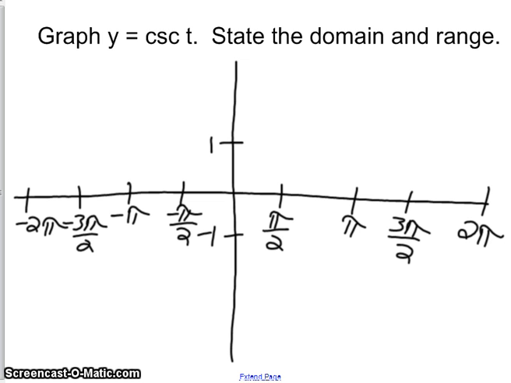So any place that sine is 0, cosecant is undefined. So I'm going to draw vertical asymptotes at 0 and at pi and at every multiple of pi. So here's where your vertical asymptotes go. Okay, I've got 0. Go backwards to 0.